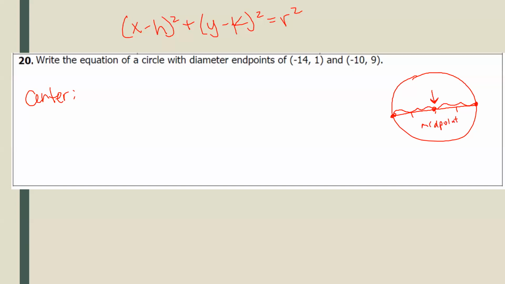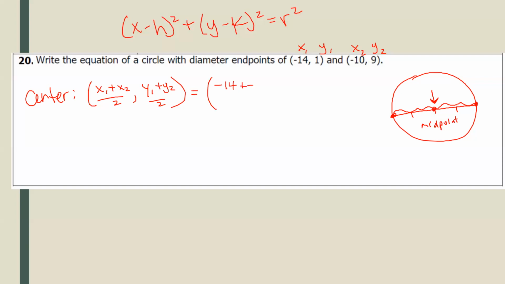Remember the midpoint formula? x1 plus x2 divided by 2, y1 plus y2 divided by 2. So these are the endpoints. This is an x and a y, and this is an x and a y. There's no h, k here because they're just endpoints. They're not the center of the circle. So let's calculate the center by finding the midpoint of the diameter.